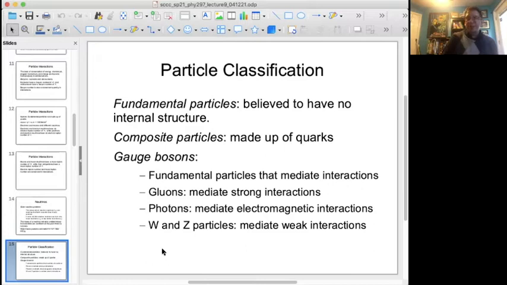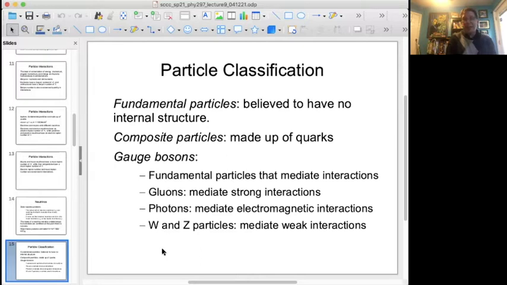So the fundamental particles are believed to have no internal structure. Now, it's entirely possible that we'll create high energy collisions that can break quarks up into additional particles, or maybe even the electrons and the neutrinos. But that hasn't happened yet, and there's no theory that calls for it either.